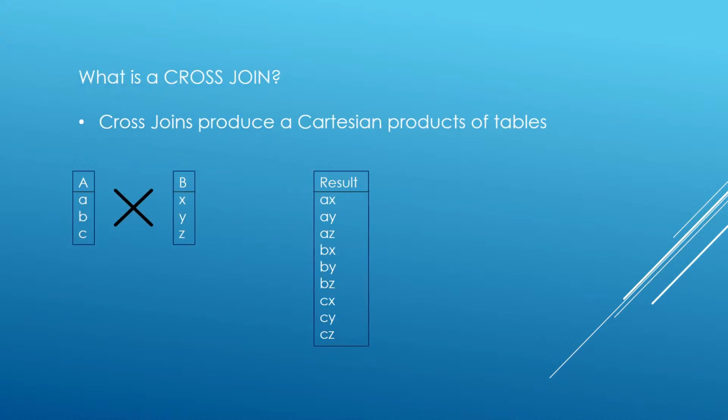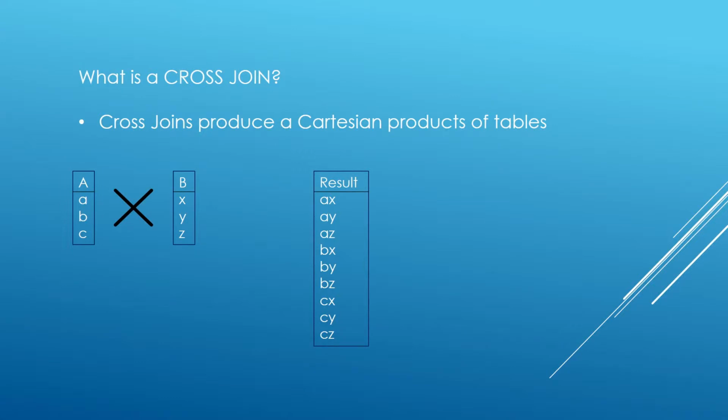Now, a cross join produces a Cartesian product of tables. So as you can see on the screen here, I've got table A with A, B and C in, table B with X, Y and Z in. If I was to cross join those two tables, my result would be the contents of table A multiplied by the contents of table B.